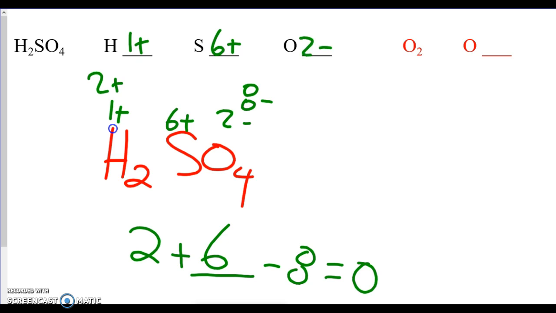O2, that's how you find it off the periodic table. That's how it's found in its normal state. Oxidation number of 0.